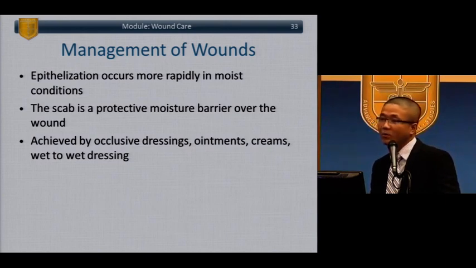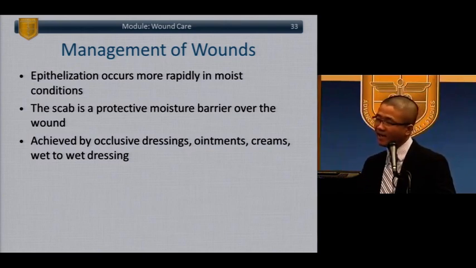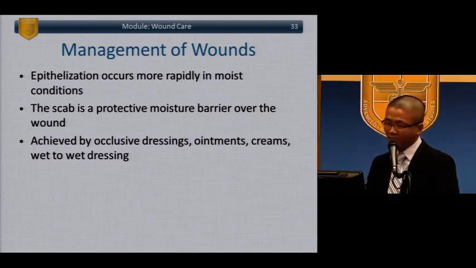We can achieve a moist environment by applying an occlusive dressing, ointments, creams, and wet-to-wet dressings, okay? And again, not soppy wet to soppy wet dressings. Just wring it all out so it's kind of nice and moist. Keep it on there. Don't let it get completely dry, and take it away later if you really need to cover it, all right? The goal is to maintain a moist environment.